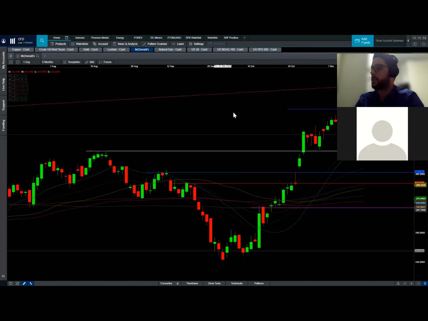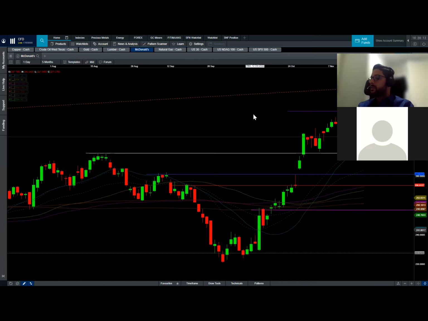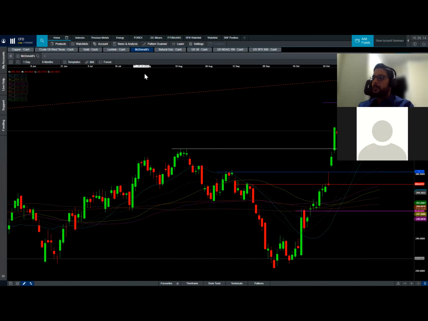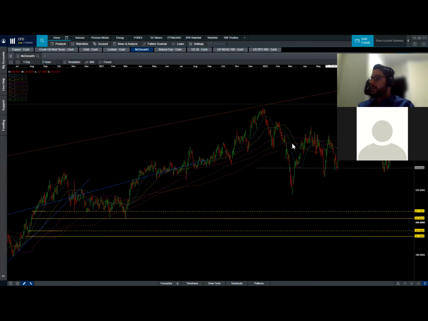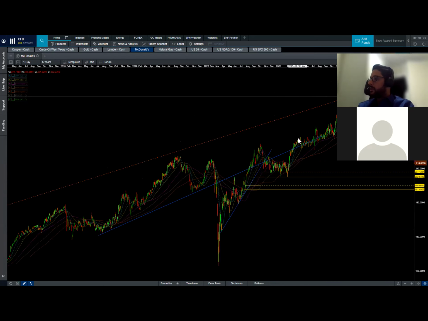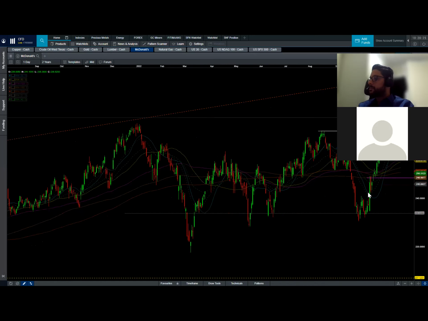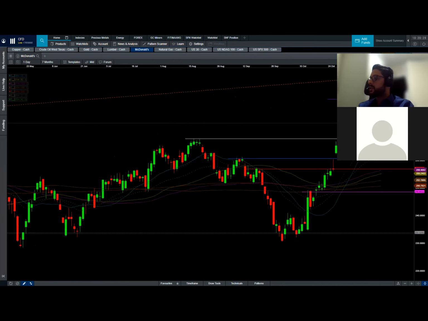Okay, so let me just share my screen from McDonald's. Can you see my screen? Okay. All right, so this is the McDonald's chart, and as you know, momentum is pretty high, and this bullish momentum has ended up at this QM pattern again.